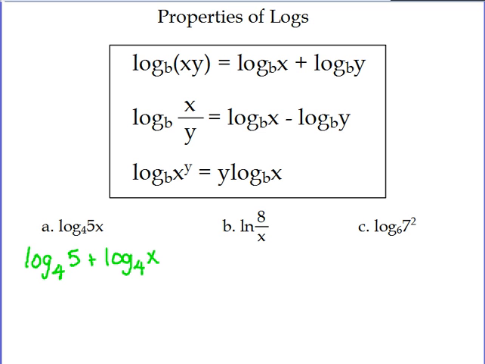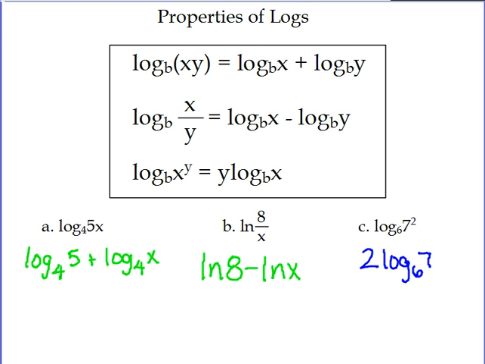Now with the second one, I'm dividing, so I can split that into natural log of 8 minus natural log of x. Again, the bases stay the same, and remember natural log means log base e, and I'm just going to subtract those two logs. Now the last one here involves exponents. If you have an exponent on your argument, I can bring that exponent out front and make it a coefficient. So I can rewrite this letter C here as 2 times log base 6 of 7. So anytime you have a coefficient out front, you can make that an exponent on your argument, or if you have an exponent on the argument, you can bring it out front to be a coefficient.